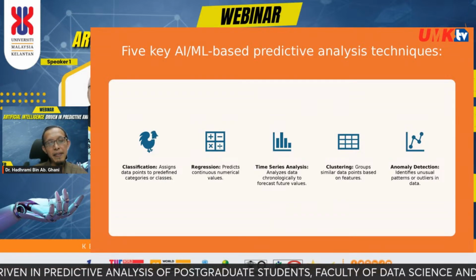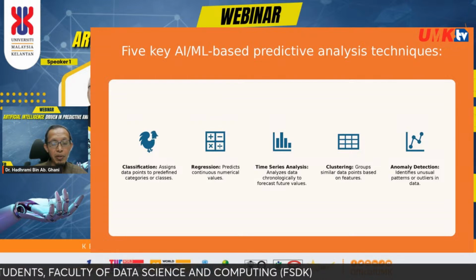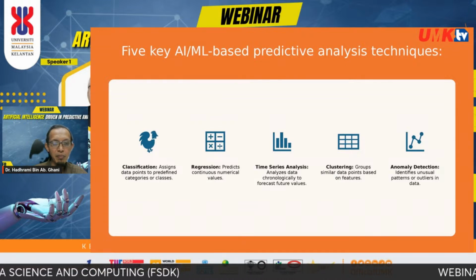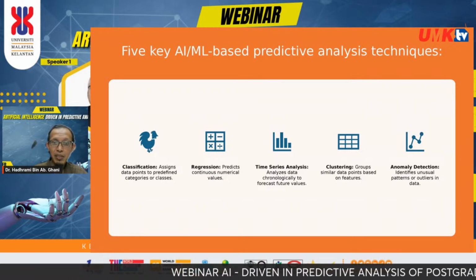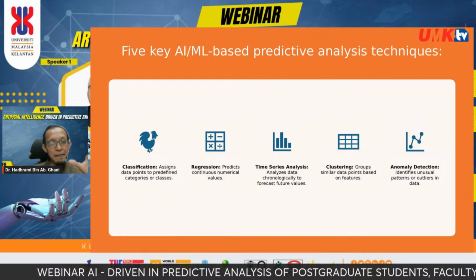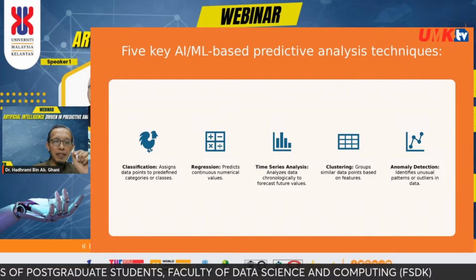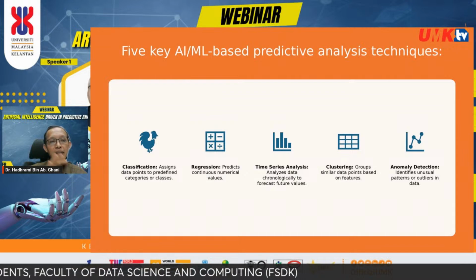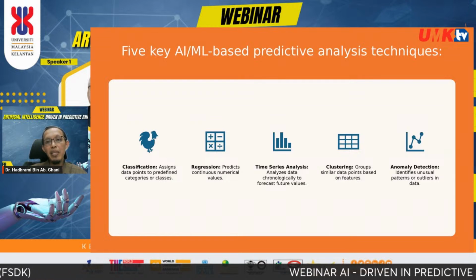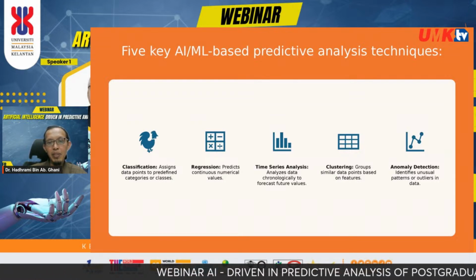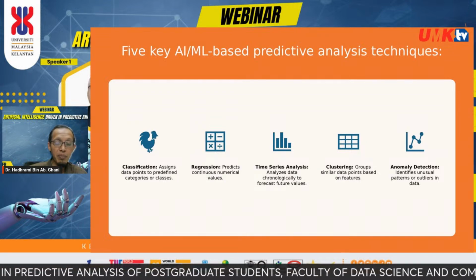Some machine learning or deep learning models like NLP can be used to solve more than just one predictive analysis problem. We can use NLP to do classification, as well as time series analysis. When we see these predictive analysis techniques, the models in machine learning that we have learned before can be implemented in more than one predictive analysis problem or technique. So it depends on what kind of problems we are dealing with and what kind of algorithms we are using.